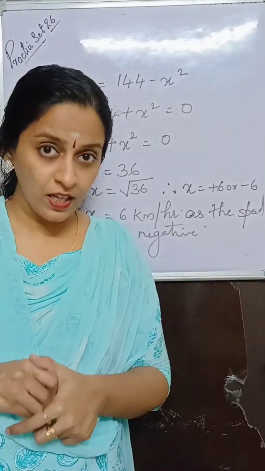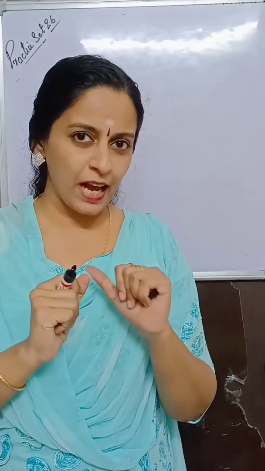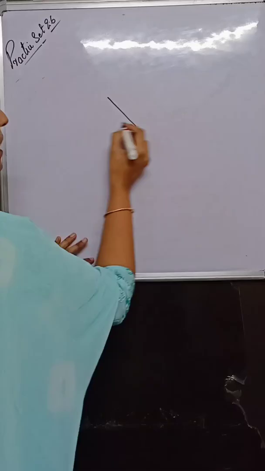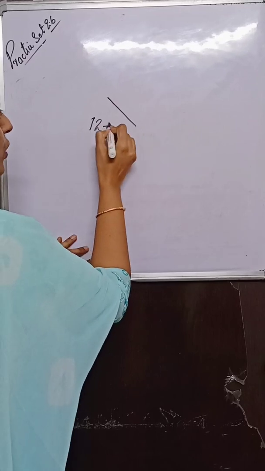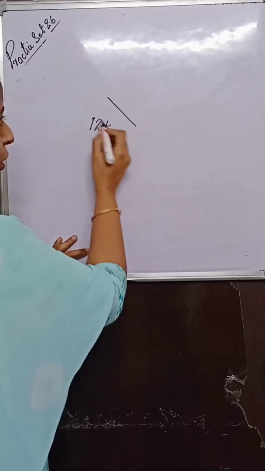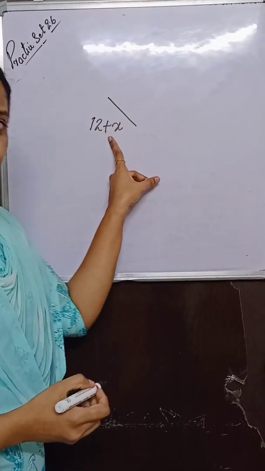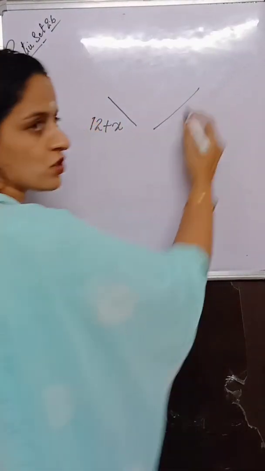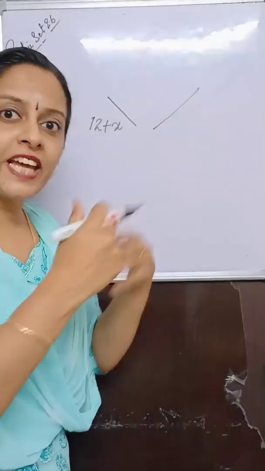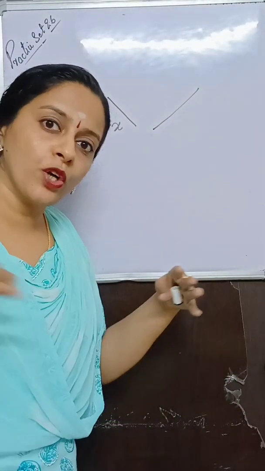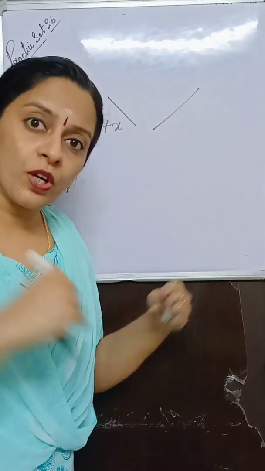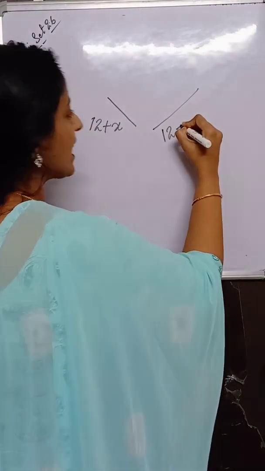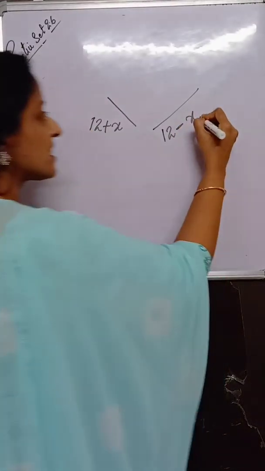I hope you understood. Before we wind up, I'll do a quick recap of this sum. What is happening here? When the boat is going downstream, it is helped by the water current. So, speed of the boat plus water current. When the boat is going upstream, the speed of the boat decreases because it will have to undergo a lot of pressure due to the water current. The force is more. So, the speed of the boat will decrease. Decrease means 12 minus x.